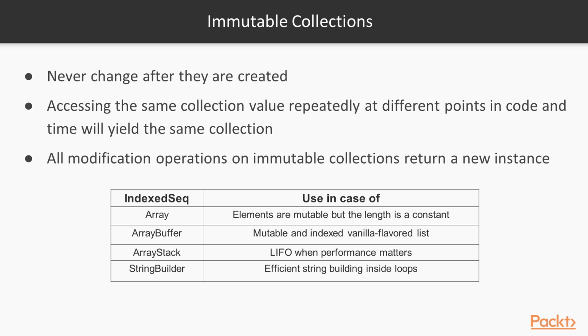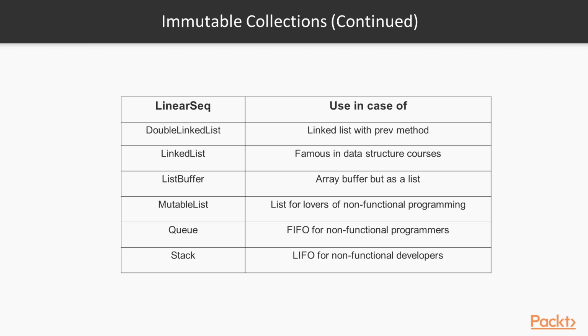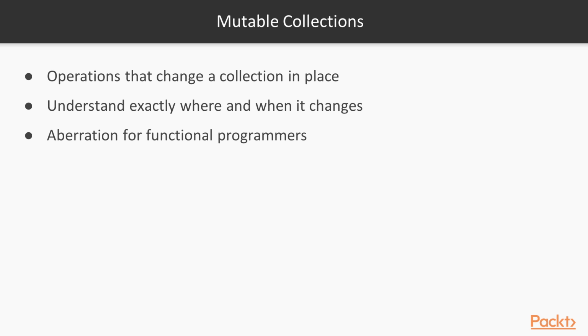Immutable collections never change after they are created, so we can rely on the fact that accessing the same collection value repeatedly at different points in code and time will always yield a collection with the same elements. All modification operations on immutable collections return a new instance with an operation applied. In the case of indexed sequence, in the case of linear sequence, mutable collections are known to have some operations that change a collection in place. So, dealing with them means that you need to understand exactly where, which code, changes which collection, and when. This is an aberration for functional programmers.